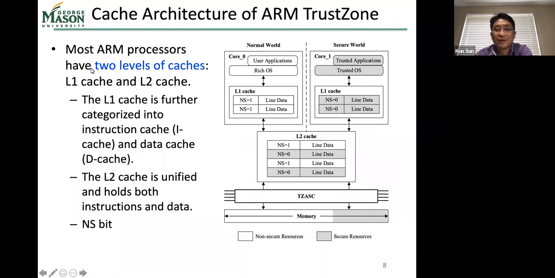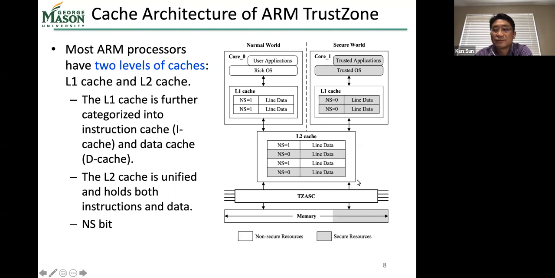They don't have 3-level caches, just the level 1 cache and the level 2 cache. If we have multi-cores, for example in core 0, the level 1 cache is dedicated to each core. Each core has its own level 1 cache, and this cache can be the instruction cache, I cache, or the data cache, D cache.